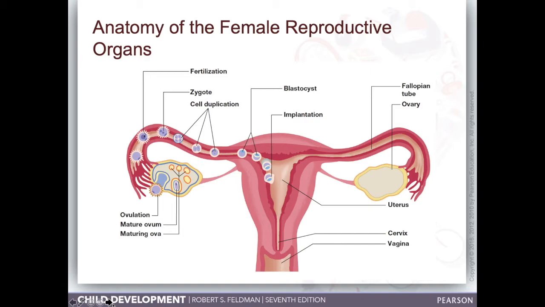Here is the anatomy of the female reproductive organs. It's just a specific chart, I guess, showing you what each of the components are.